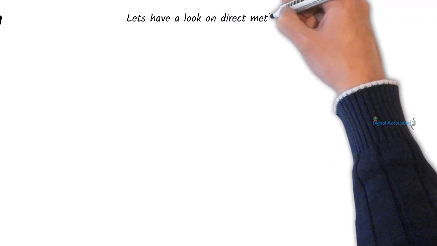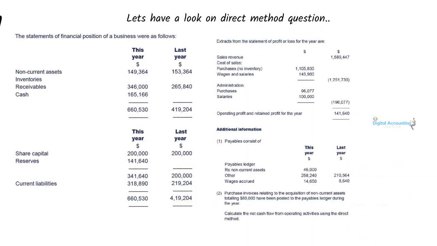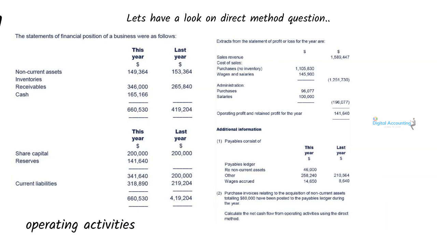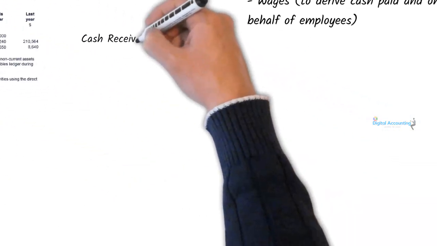Let's look at an example of a direct method question. Here, in this question, we have a balance sheet and P&L and some additional information. So, how can we calculate the operating activities figures? So, the first one, we know cash received from customers.